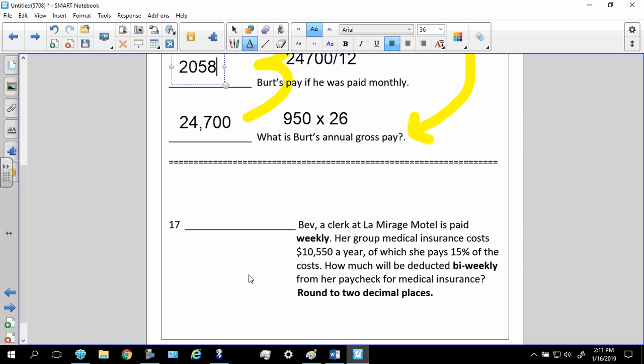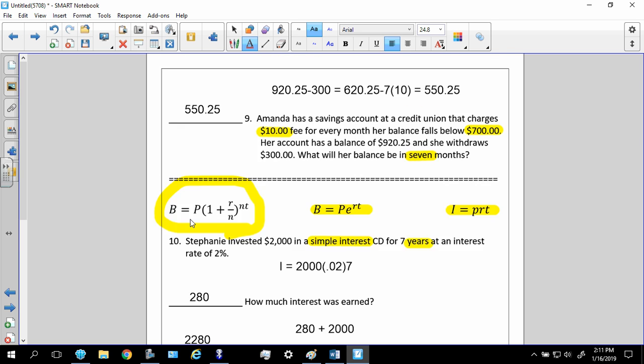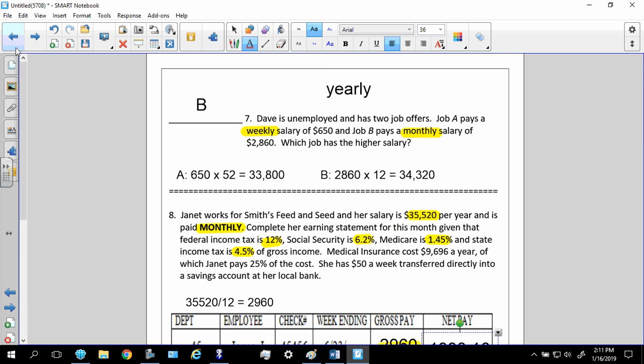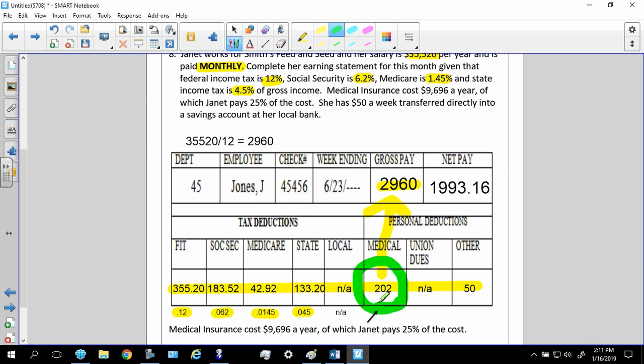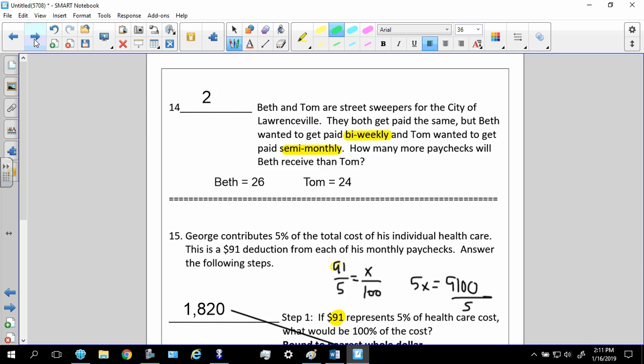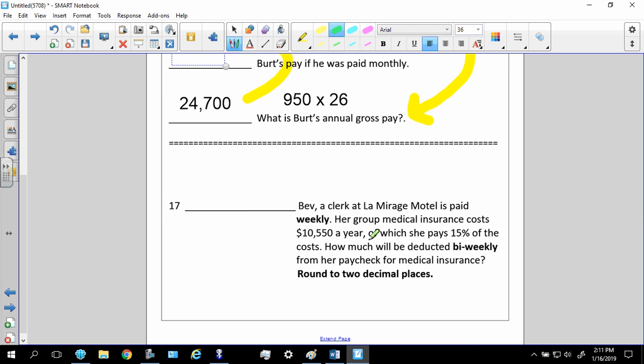Bev, a clerk at the Normalization Hotel, was paid weekly for medical insurance. All right, so this question is very similar to this question right here. So same exact question, except it's just a standalone question. Let's read. All right, so this is how much it costs, and it's bi-weekly. Well, that's 26, and she pays 15%.